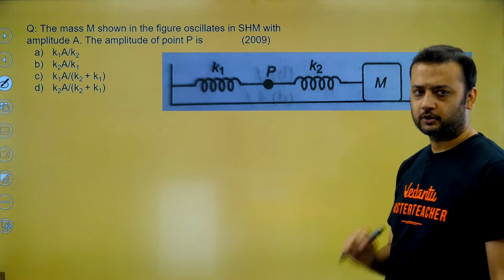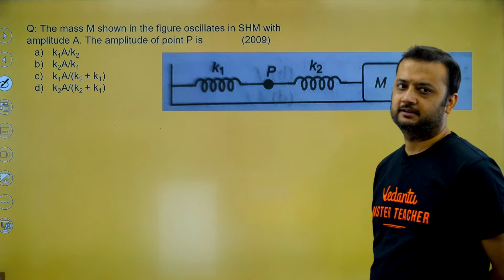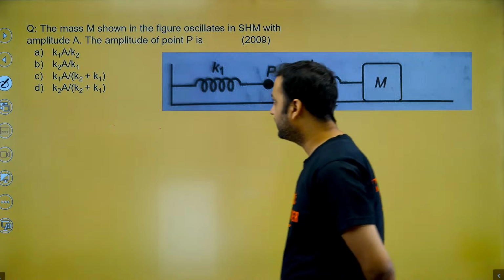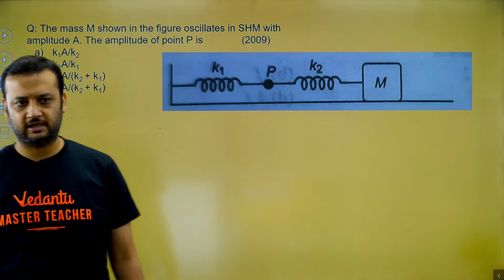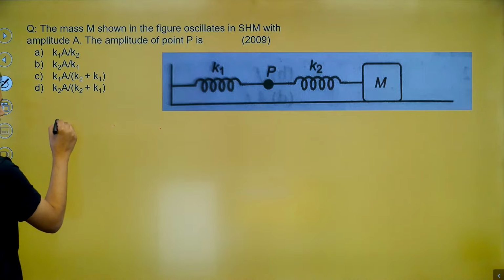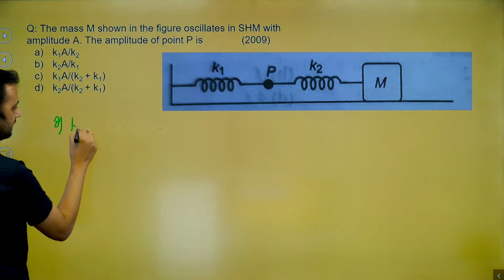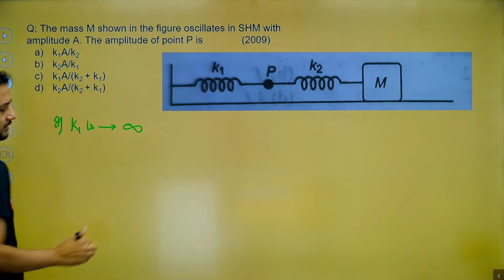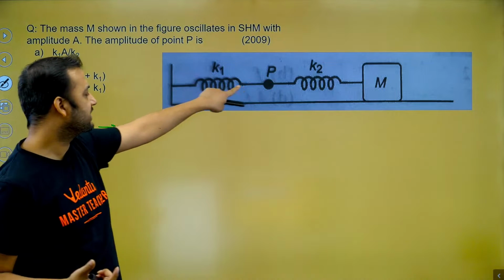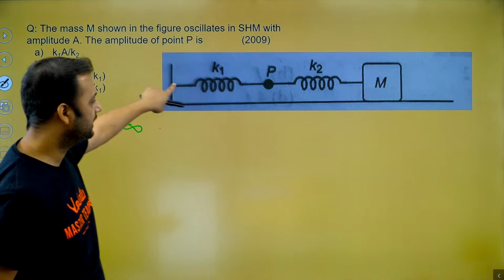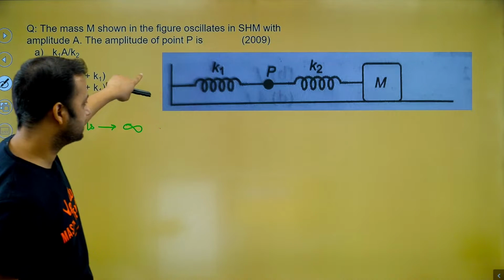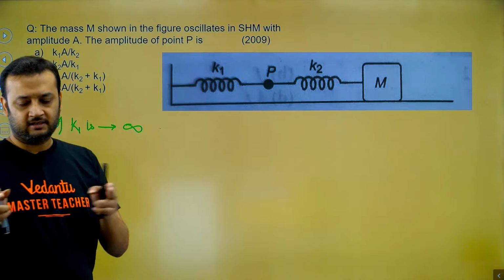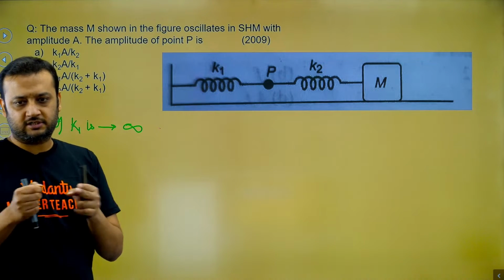I will tell you a beautiful logic. Think very rationally, very carefully. Suppose K1 is very large. Think what I am saying. If K1 is tending to infinity, that means this spring is becoming very rigid. I hope you're understanding. This spring will not even oscillate. K1 is very high, so you can see this spring's oscillation will not happen.